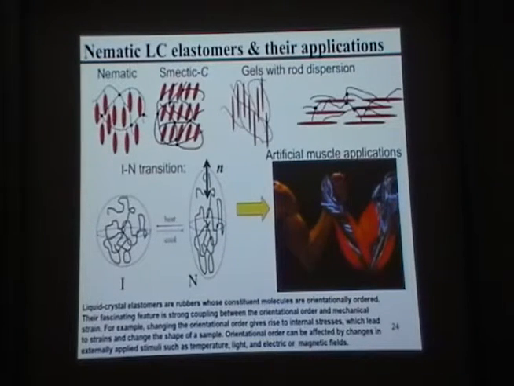But the liquid crystal rubbers can have even more interesting properties, because in this case the orientation of molecules is coupled to the mechanical properties or to the shapes of whatever you produce out of such an elastomer, right? And so the types of phases that we overviewed before, nematic, smectic, columnar, they all can be formed by elastomers, so liquid crystal rubbers too.